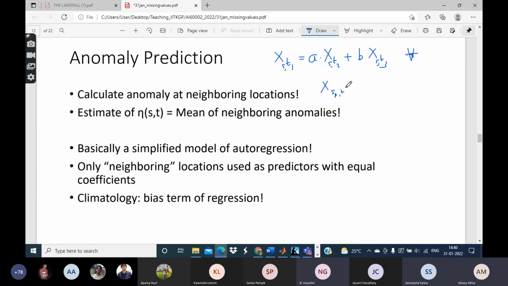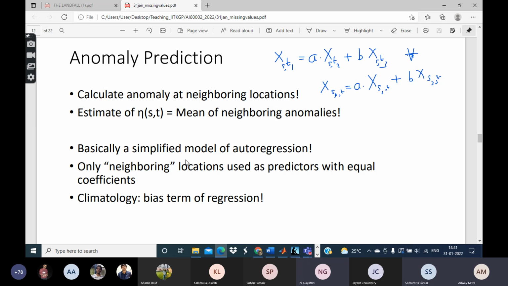S1t, you may do it as, say, a of x s2t plus b of x s3t. This way also you may want to do it. So this is of course the temporal autoregression, and this is the spatial autoregression we have already discussed. So what we are talking about here is basically some simplified version of this. Simplified, I'm saying, because you need not actually estimate all these coefficients a and b. It's great if you actually do that, but sometimes even taking a simple mean can do.